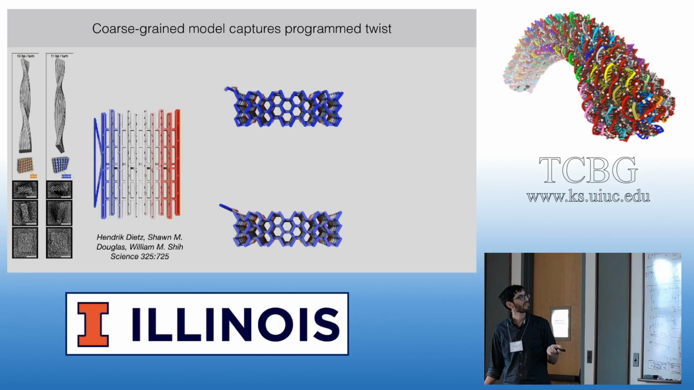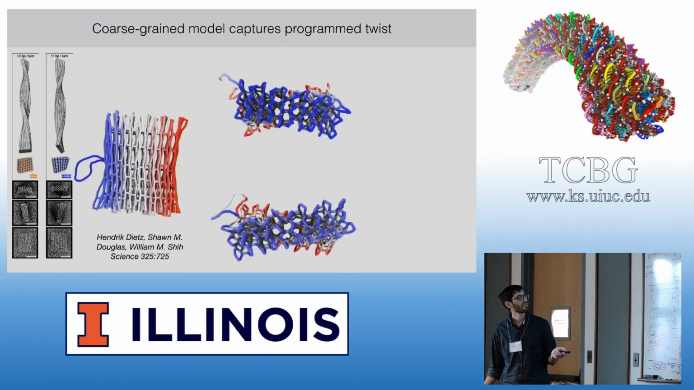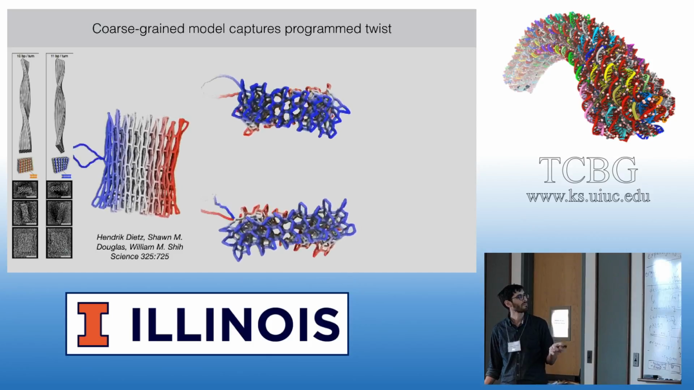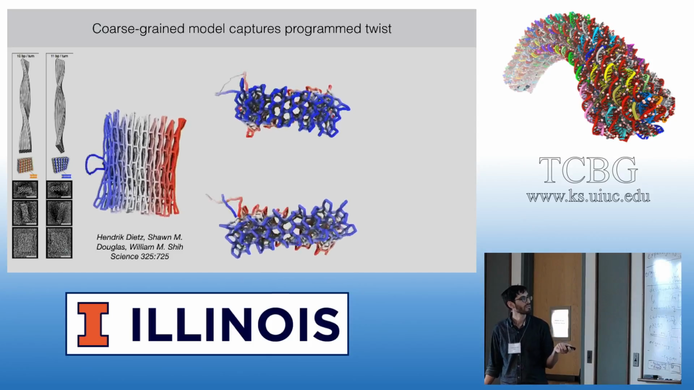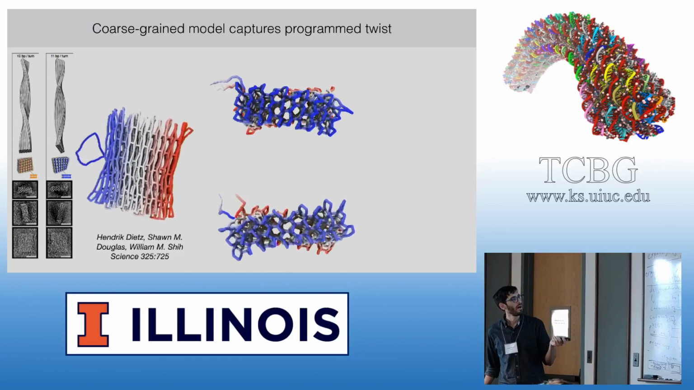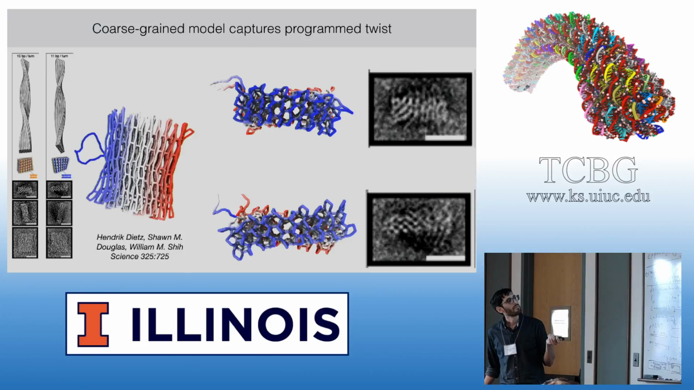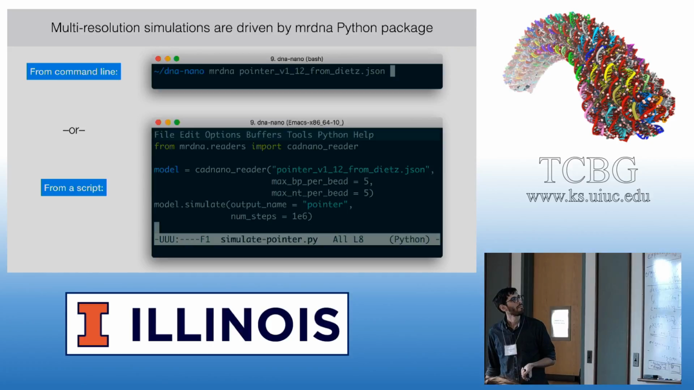Similarly, you could simulate these twisted structures from this paper from William Shih's group several years ago, and you get nice results very quickly. You would have some decent agreement with the images from that paper. But if you want to do something a little bit larger or more complex, something that starts out further from its initial condition, you'll have to actually run the simulations on your own.